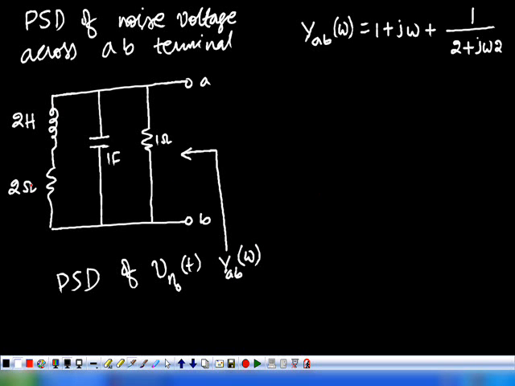What is the impedance of this branch? The impedance of this branch is 2 plus j omega L, so that is 2 plus j omega 2. The admittance is 1 by 2 plus j omega. Here the impedance is 1 by j omega C, so the admittance is j omega, and this is 1, 1 by 1 is 1.